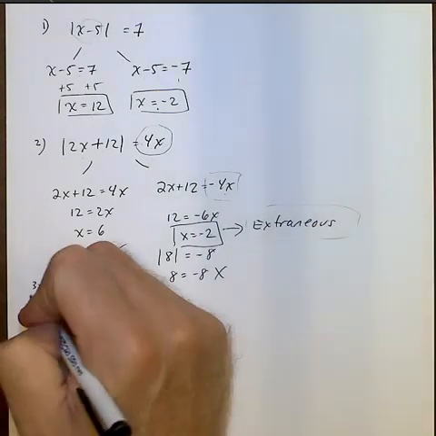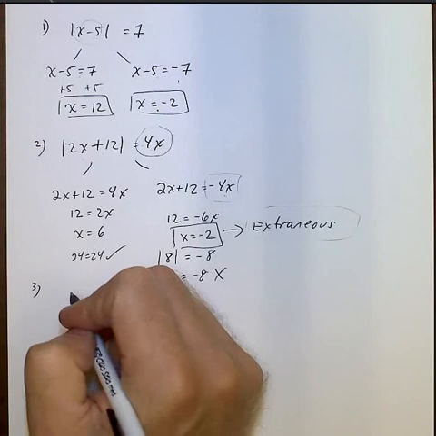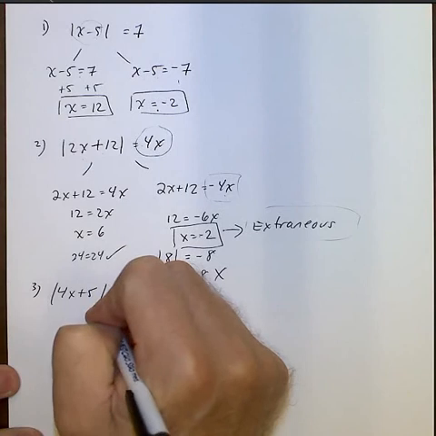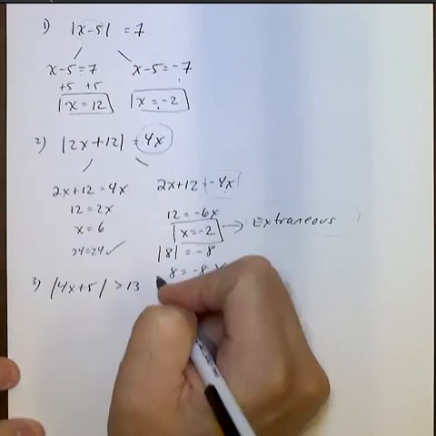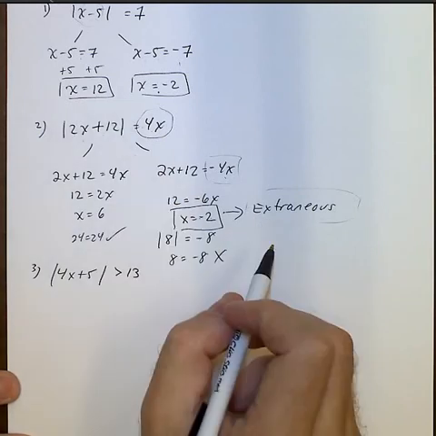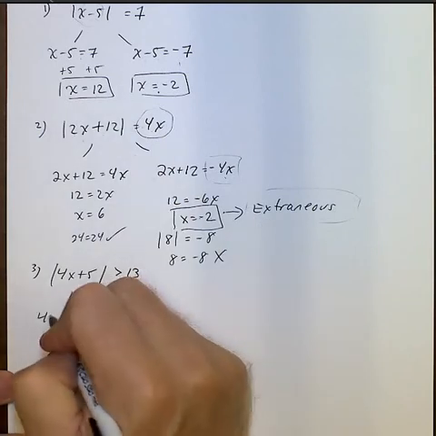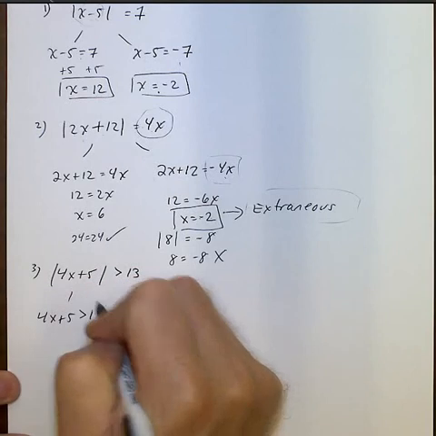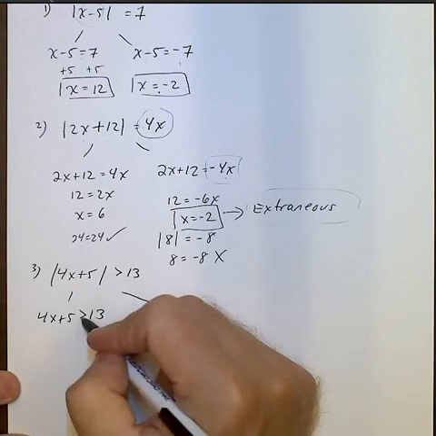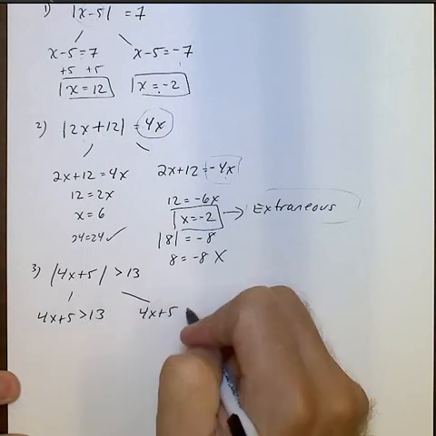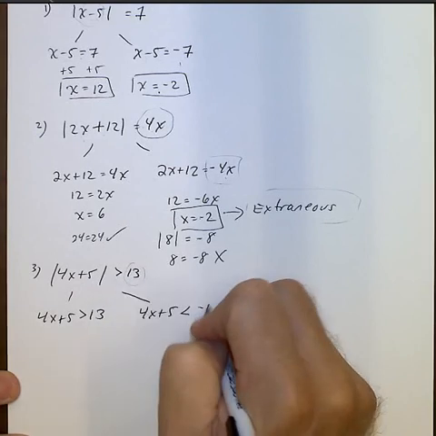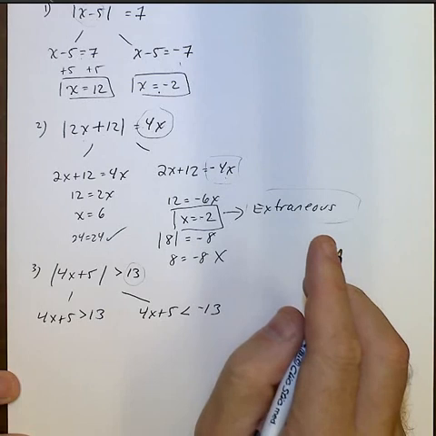Let me do an absolute value inequality. If I have 4x plus 5, absolute value is greater than 13. Now in this case, we're still going to turn it into two problems, just like we did for the equality. The first one is going to be as written, but the second one, what we're going to do is flip the inequality sign from greater than to less than, and we're going to change the sign on our answer to be negative 13. So you're changing two things with the inequality.